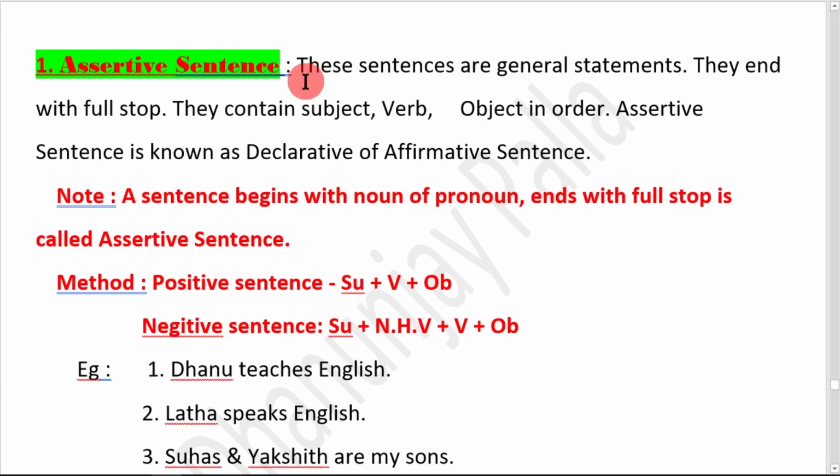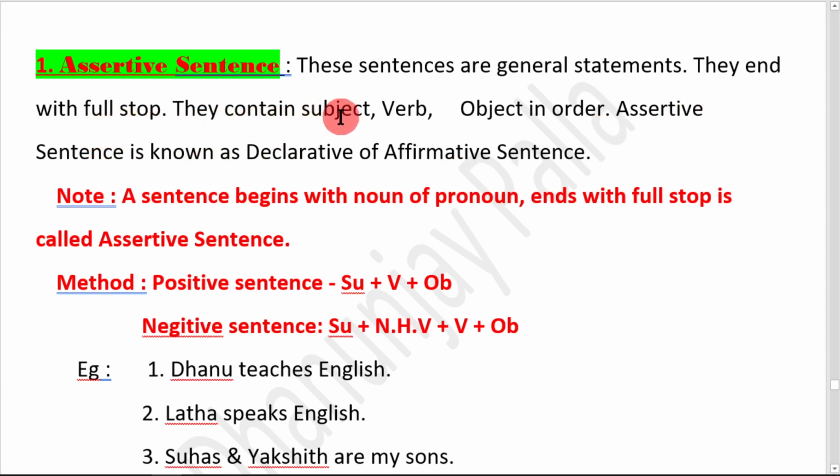Assertive sentence meaning is, these sentences are general statements. They end with a full stop. They contain subject, verb, object in order. Assertive sentence is known as declarative and affirmative sentences. Generally, assertive sentences begin with the subject. Subject means either noun or pronoun. A sentence that begins with either a noun or pronoun and ends with a full stop is called an assertive sentence.